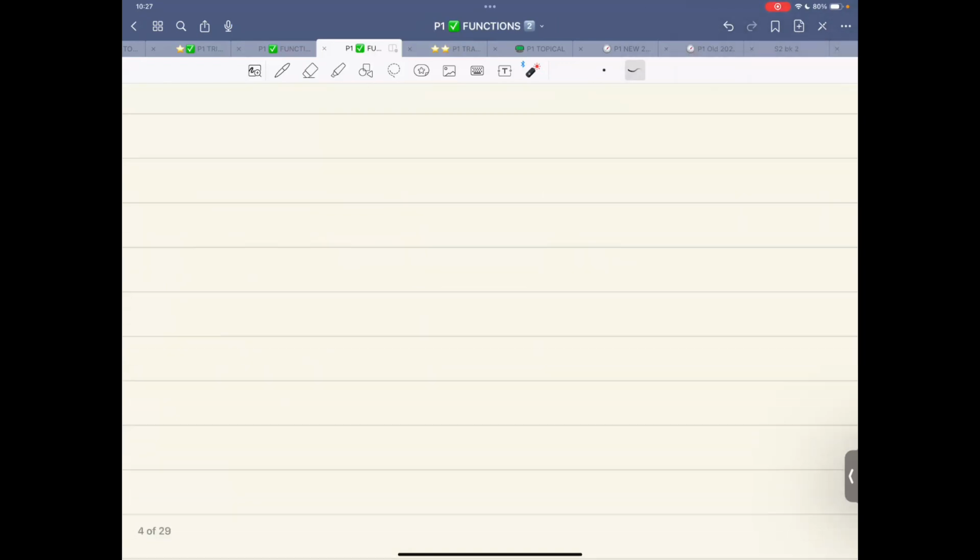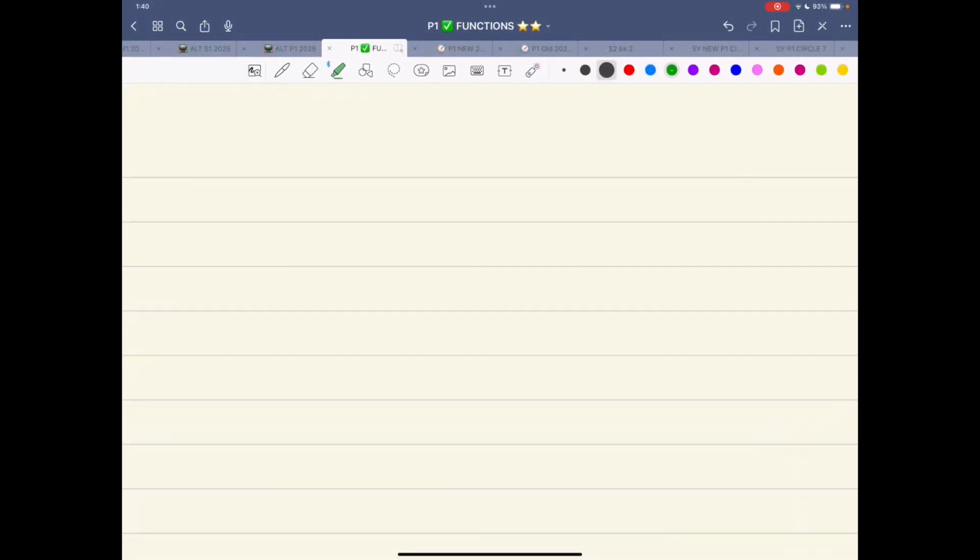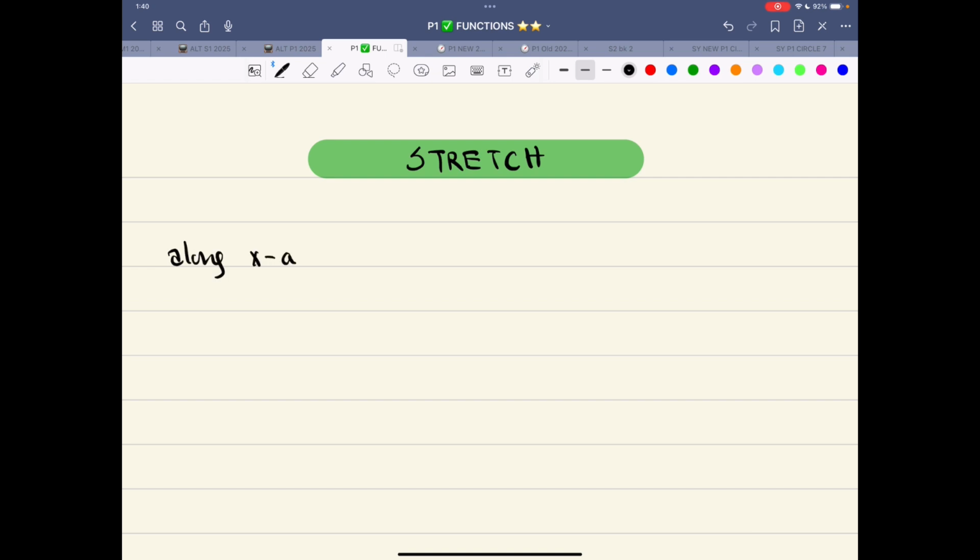Again, let me add a page. So now I'm writing over here the third transformation. And which one is that? This one is stretch. Now stretch could be along x-axis. Stretch could be along y-axis. And let me first write the rule and then the equation.